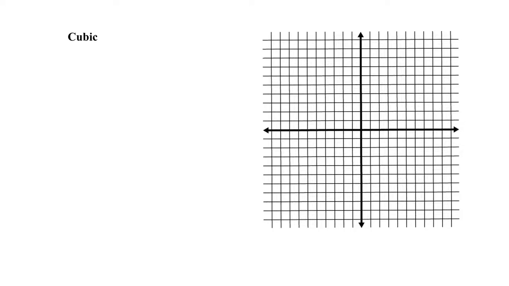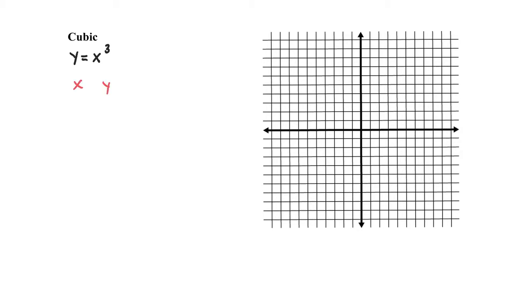Okay, so the next function type that we're going to look at is called the cubic function. The parent function for cubic, remember parent is the most basic, is y equals x to the third. X to the third is nicknamed cubed, which is why these are called the cubic function.